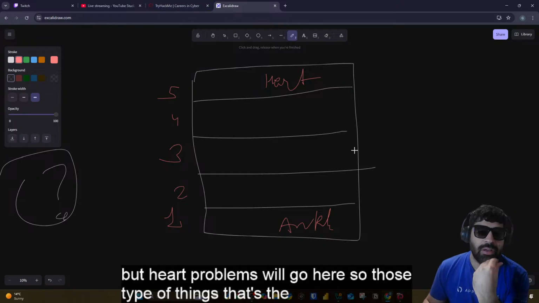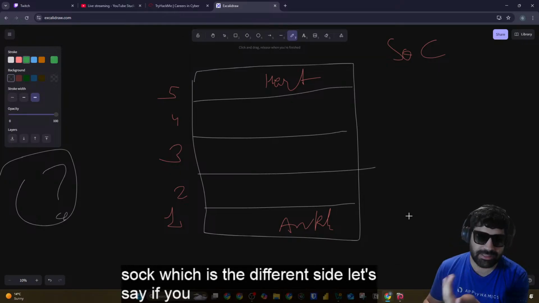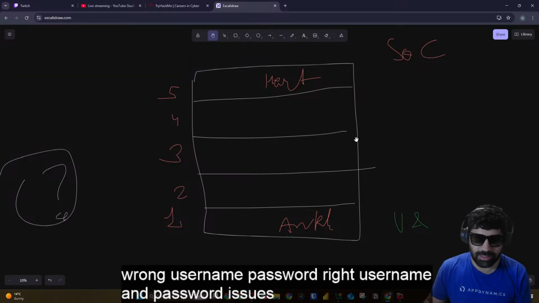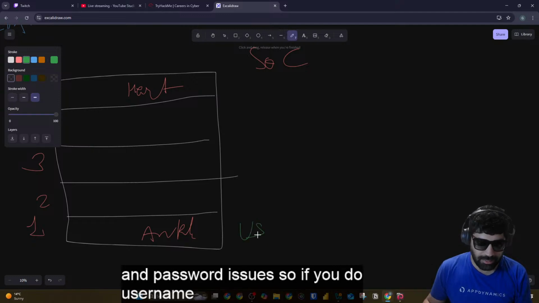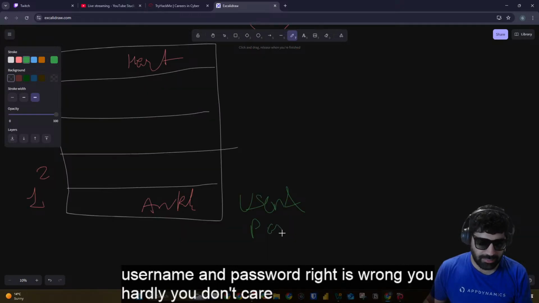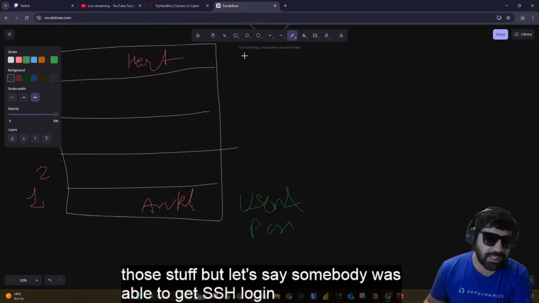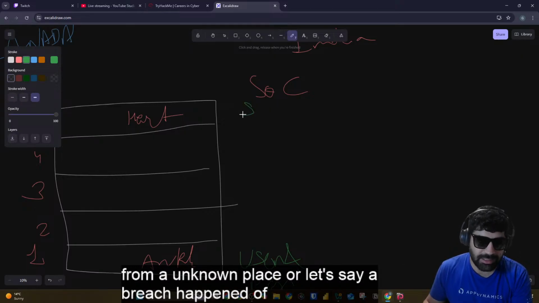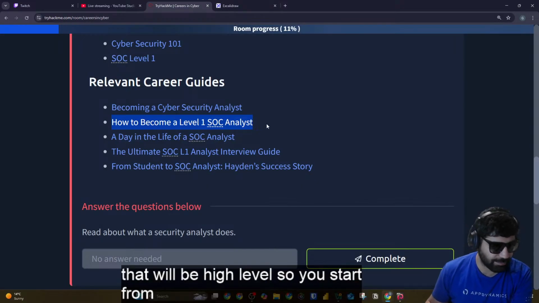That's the same level system when it comes to SOC, which is the defense side. Let's say somebody entered a wrong username and password, right? You hardly care much about those, those are level 1 or level 2. But let's say somebody was able to get an SSH login into your servers from an unknown place, or a breach happened of your customers' data, that will be high level. So you start from level 1. That's what it means here.